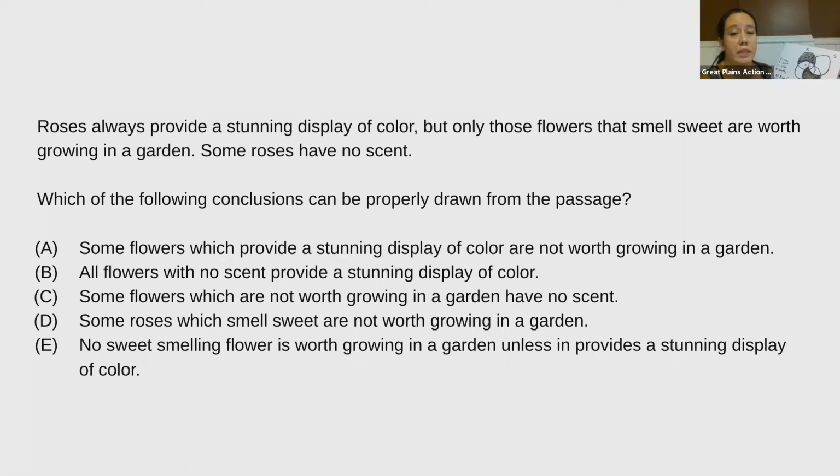All flowers with no scent display a stunning display of color. So we're looking at C and S. So all the flowers outside of S are C. We didn't graph that, did we? We don't see that on there. It's not the case that everything outside of S is C. All right. So check the next one.